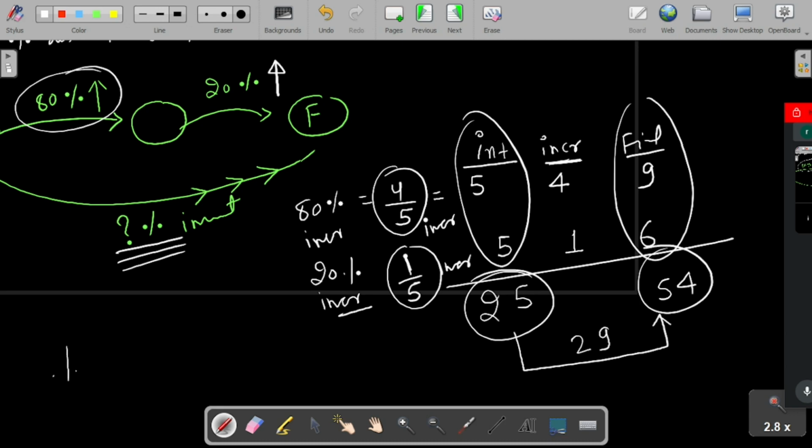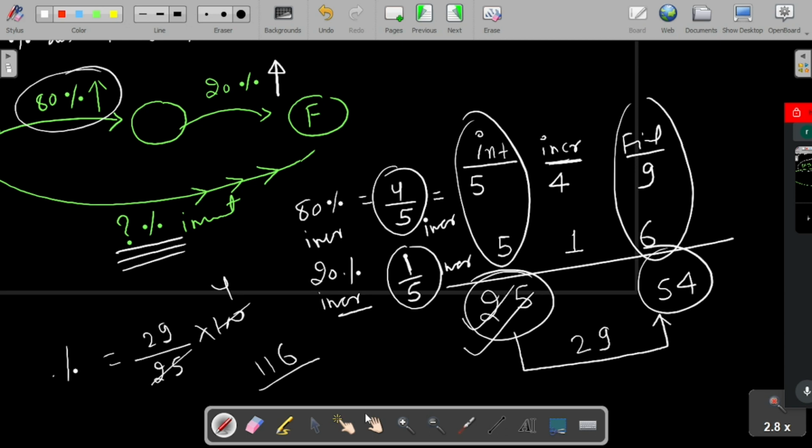So find the percentage of increment. It's 29 upon 25, that's the initial, into 100. So find it. It's 116, isn't it? Have you understood?